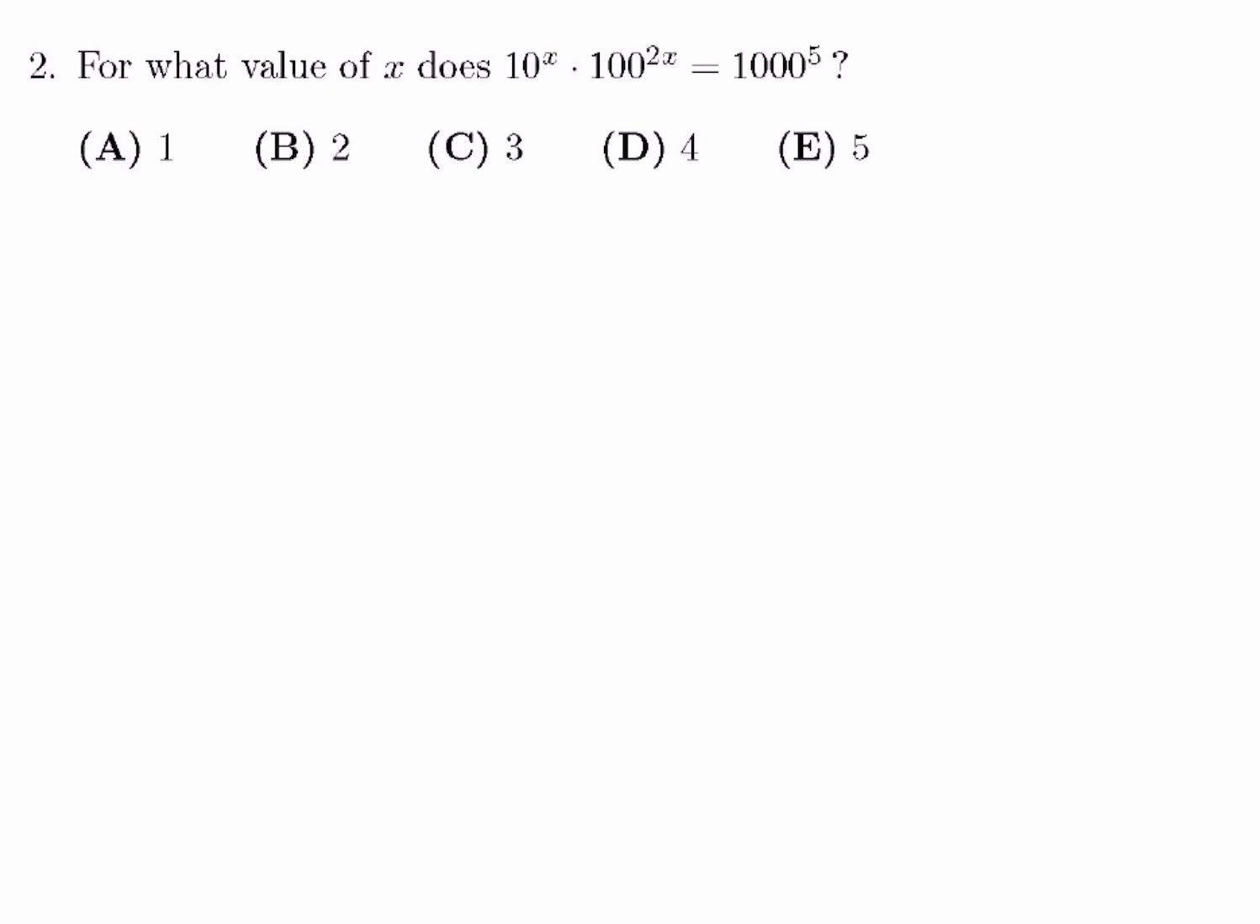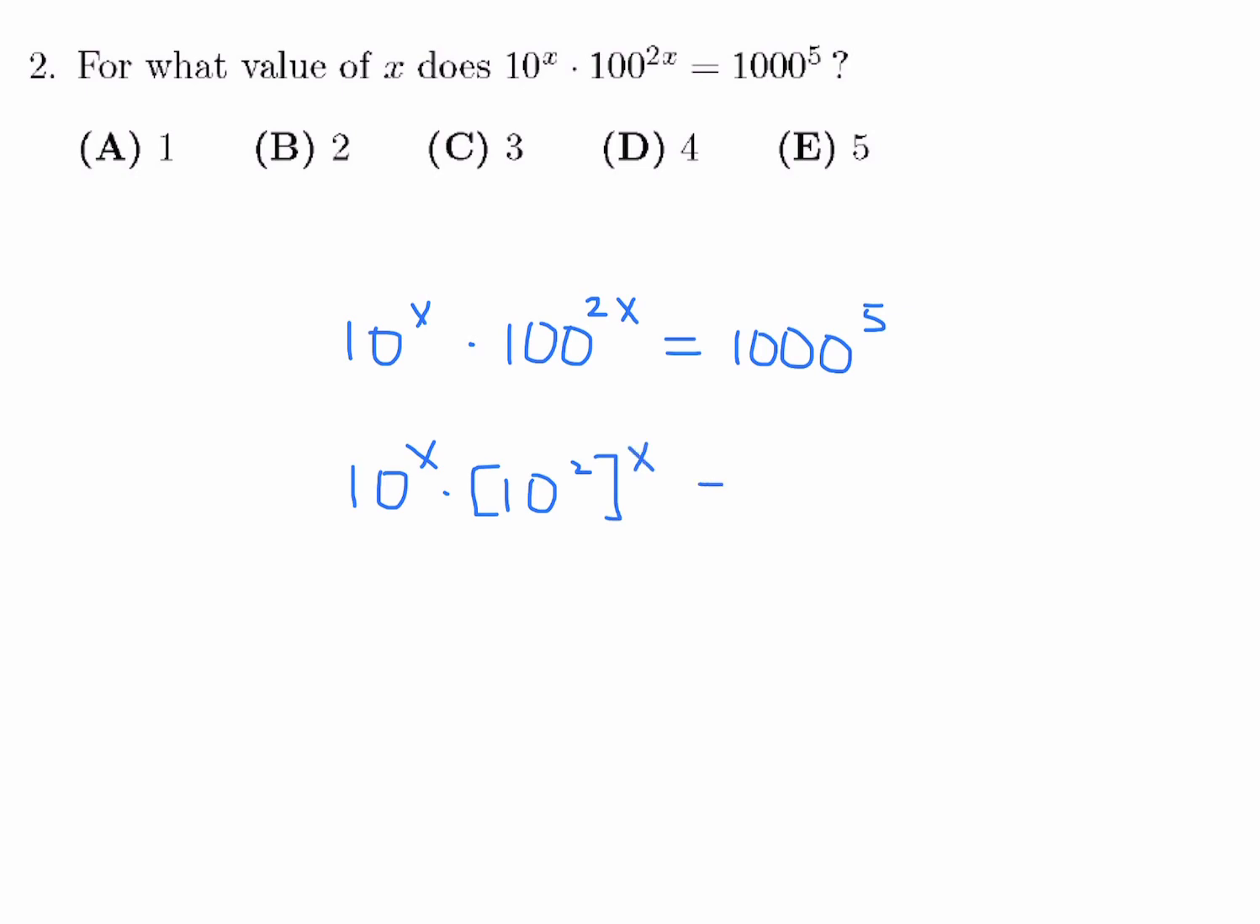For what value of x does 10 to the power of x times 100 to the power of 2x equal 1000 to the power of 5? Let's convert everything to powers of 10. So this will be 10 squared to the power of x, and this is 10 to the power of 3 to the power of 5.